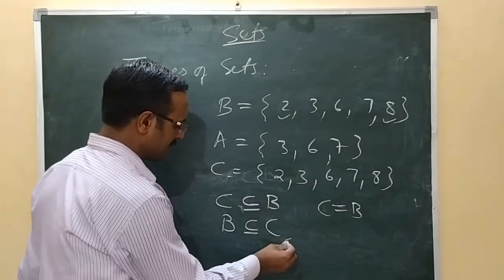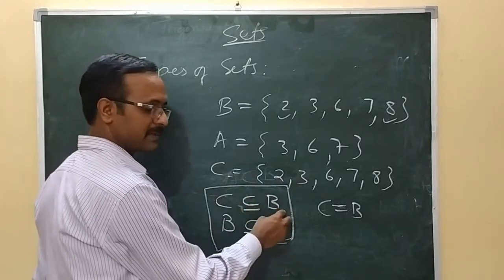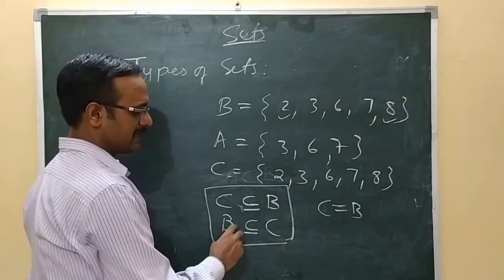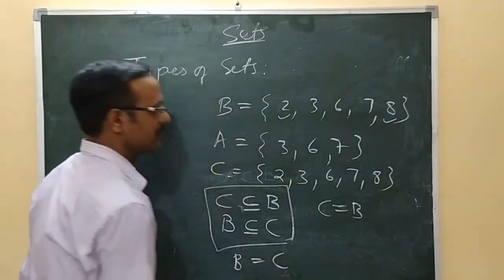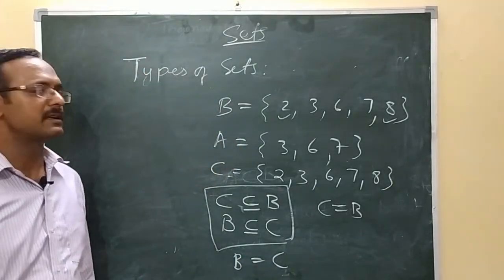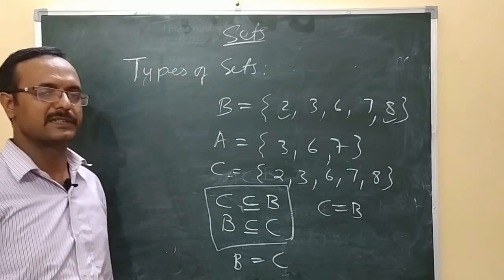In such a case, if this condition arises, C is an improper subset of B and B is an improper subset of C, then you can say that B equals C. This is a very important concept by which you are going to learn other types of sets also.